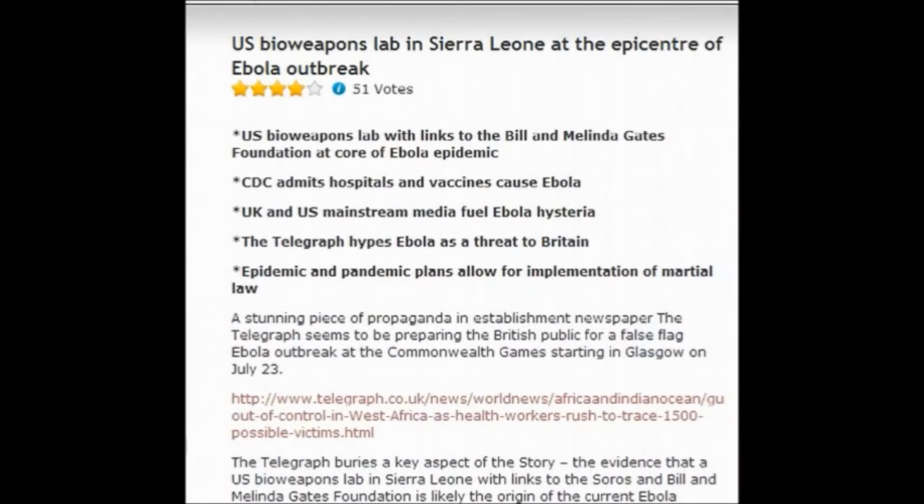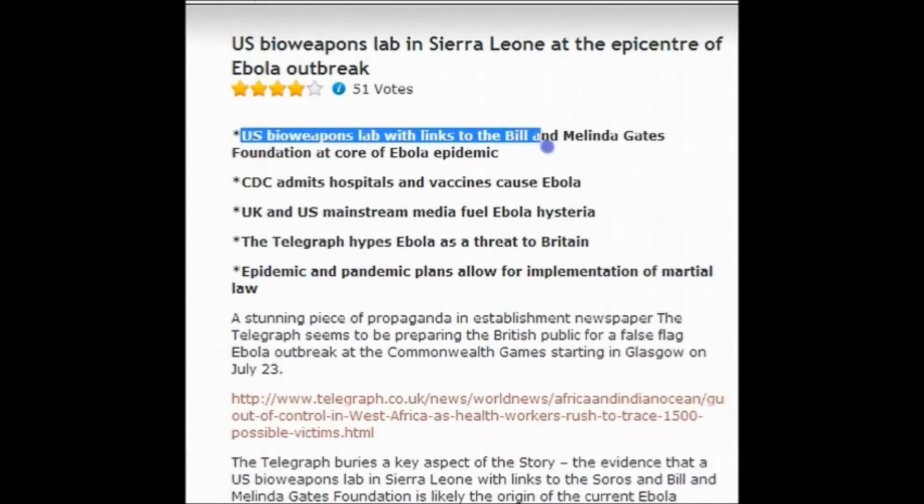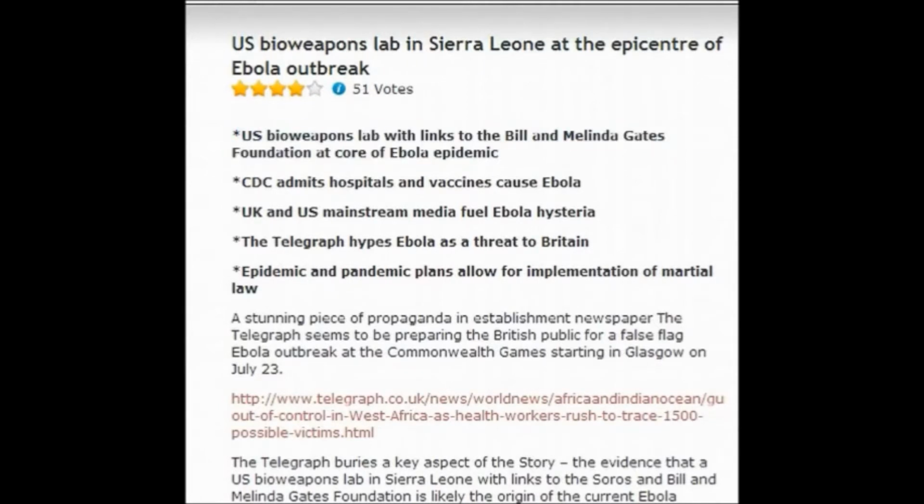And then there is this U.S. Bioweapons Lab in Sierra Leone at the epicenter of the Ebola outbreak. Yes. Do you see this? Right where Ebola is breaking out is a United States bioweapon lab, CDC lab. And guess who owns this bad boy? And I mean, this isn't a coincidence, folks. There's a reason this stuff is happening. But U.S. Bioweapon Lab that's in Sierra Leone with links to, you guessed it, Bill and Melinda Gates Foundation at the core of the Ebola epidemic.